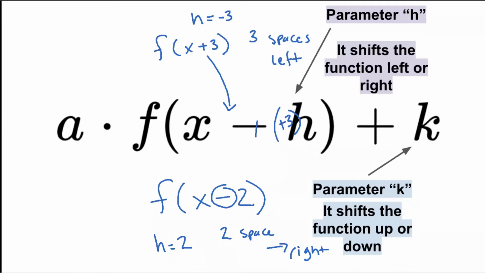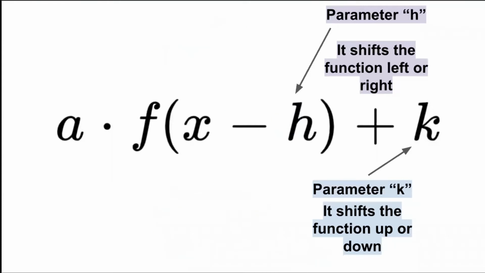So this one is the trickiest one. We have to pay attention to our notation, our symbol, depending on whether it's a negative or a positive sign. Notice if it's positive, it goes to the left. If it's negative, it goes to the right. All right, I just wanted to address that part.